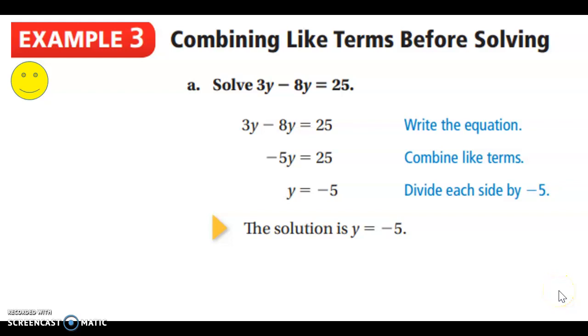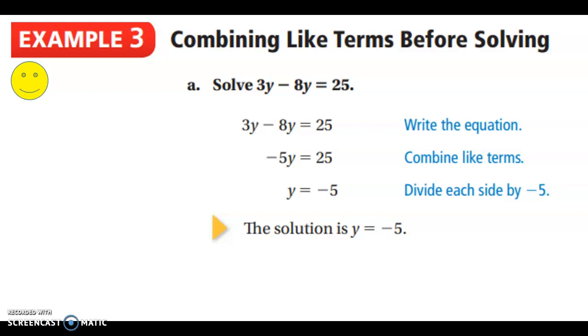All right, welcome to chapter 4.3, day 2 of solving two-step equations. This will go along with homework 405, page 141 in the Big Ideas textbook. So, we're going to now talk about combining like terms before solving.